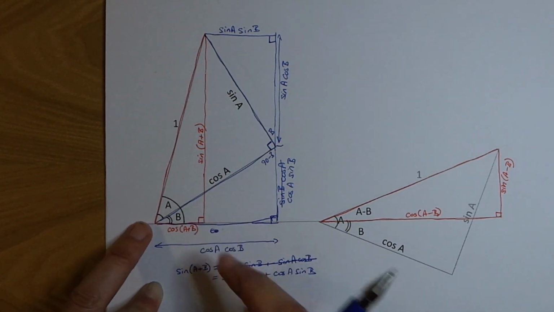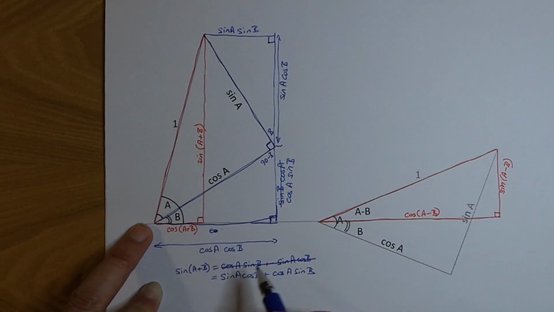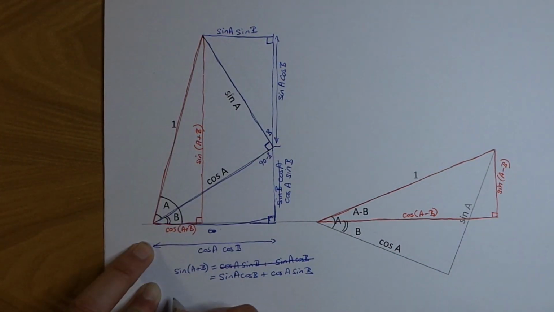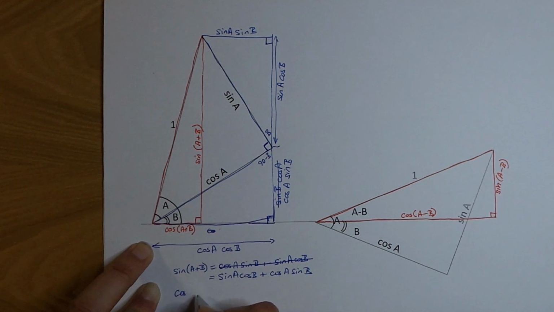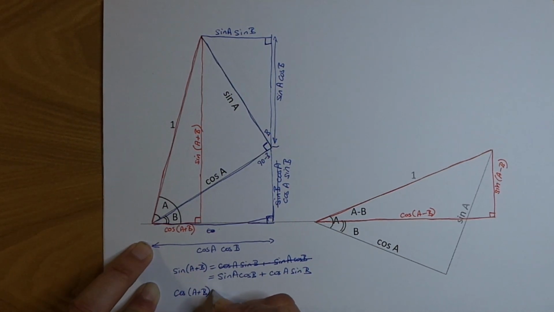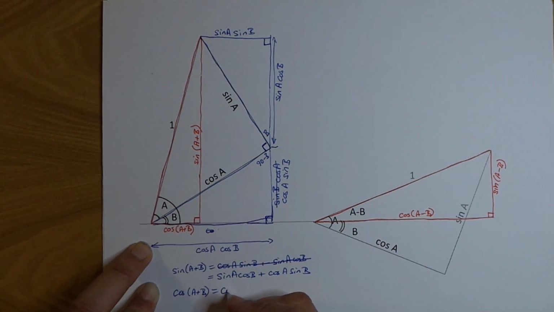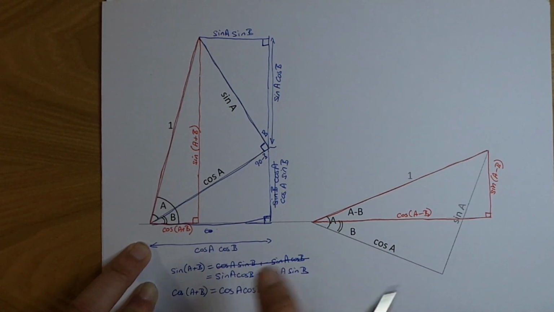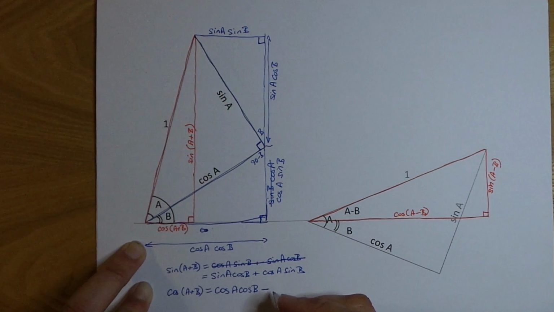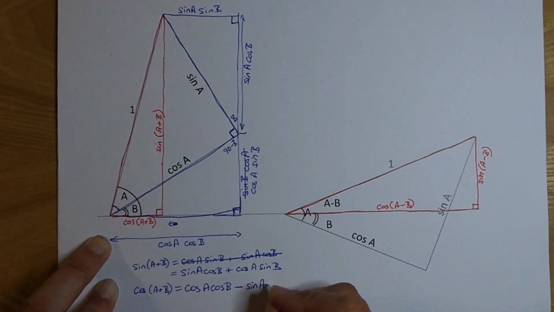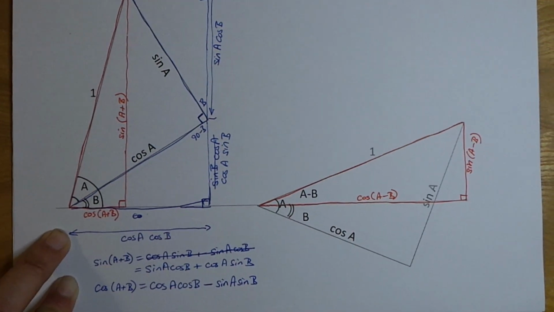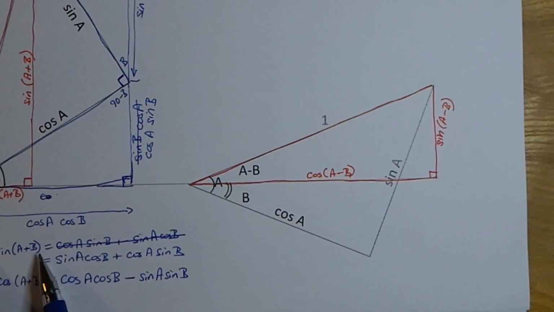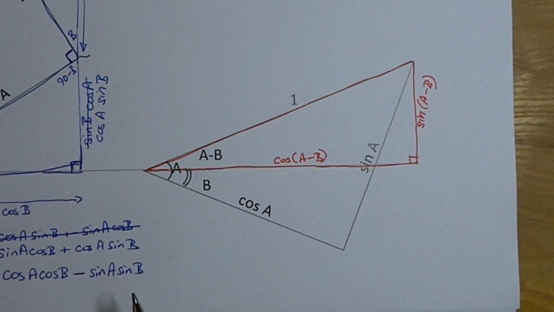Likewise, we want to find this length here, and you should be able to see that that length there is equal to this length minus this length, which is equal to that bit. So the cos of A plus B is equal to this length, cos A multiplied by cos B, minus that length, which is equal to that length, so minus sine A sine B. So those are the two formulas which give us the sine and cos of the sum of two angles in terms of the sine and cos of the individual angles.